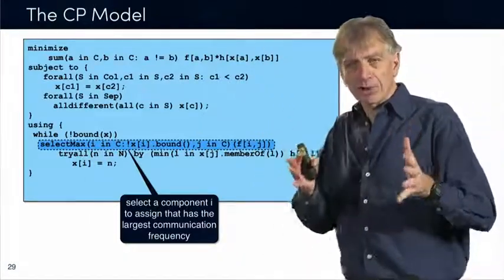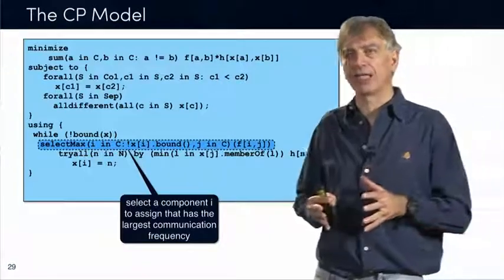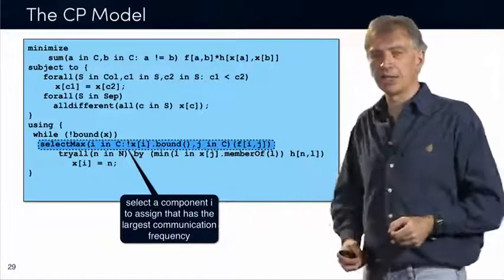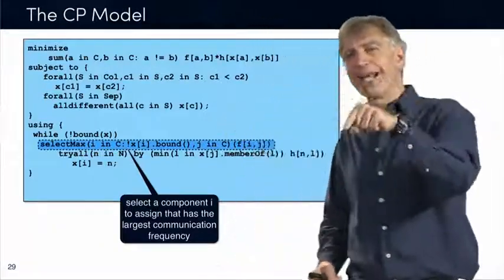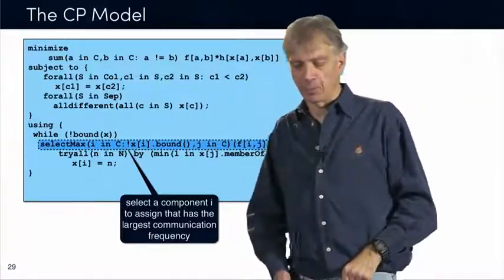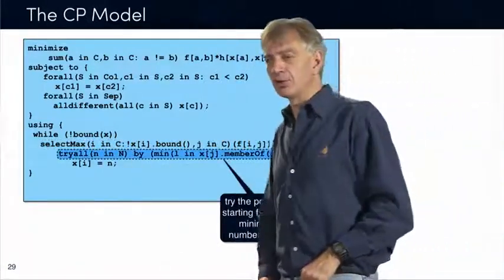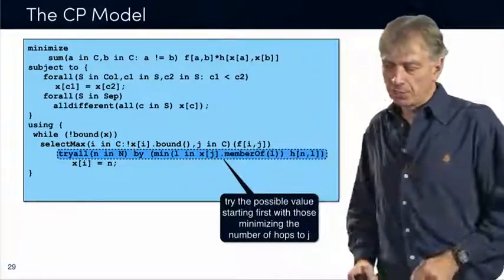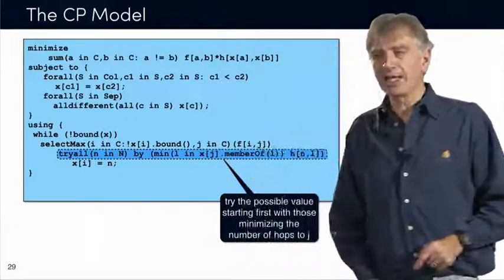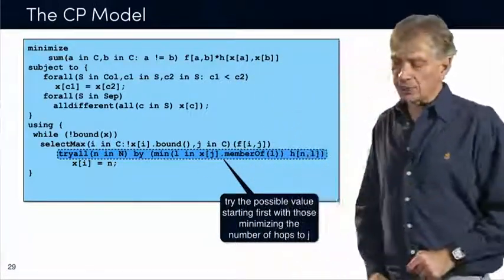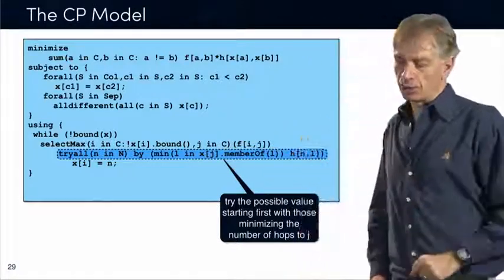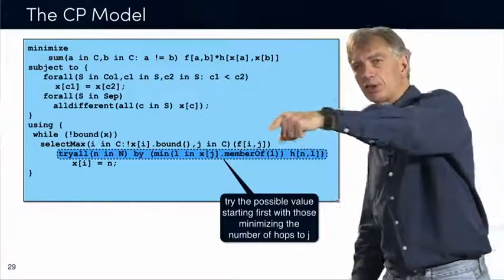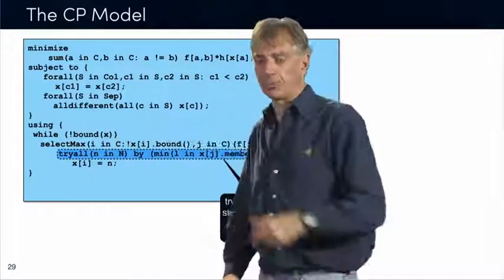Why do you want to focus on that particular component? Because it's interacting heavily with somebody else, and therefore it will have a big effect on the objective function once you place it. That's why you want to focus on this one. You will gain a lot of information as soon as you place that component. The way you place it is by making sure you don't make the objective function increase too much. You want to find a value that minimizes the communication, the number of hops, with respect to the other components it's interacting with. That's what you see in this instruction, and then you assign the component to that location.